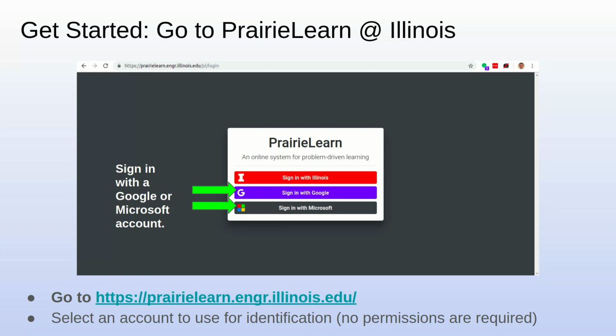So to do this, you're going to use a site called PrairieLearn from the University of Illinois. And to get there, you go to the URL at the bottom, prairielearn.engr.illinois.edu, and use a Google or Microsoft account to sign in. This doesn't require any extra privileges. It's just a way of assigning an identifier to your answers, which of course we will treat as confidential.